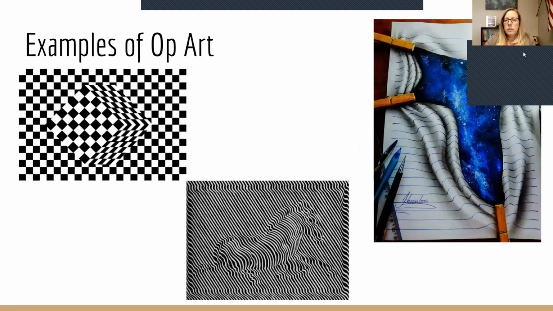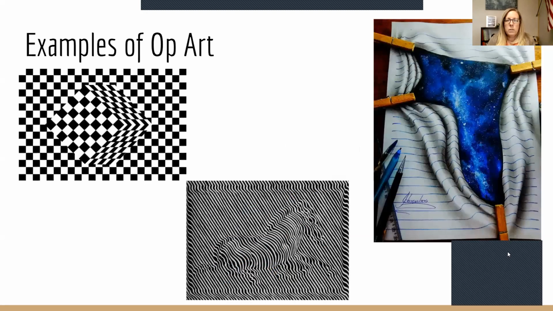Here's a few other examples of some op art or optical illusion art where there's a cube, there's a zebra, and there's a piece of paper that looks kind of torn and showing the galaxy. So using these line and form and value, shape to kind of make you see something or make it feel like it's popping out or make it like it's 3D or see something that's not really there. These are all actually flat pieces of art.